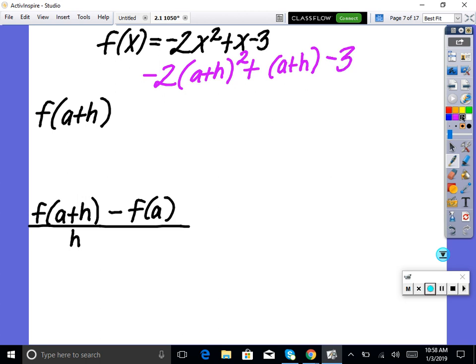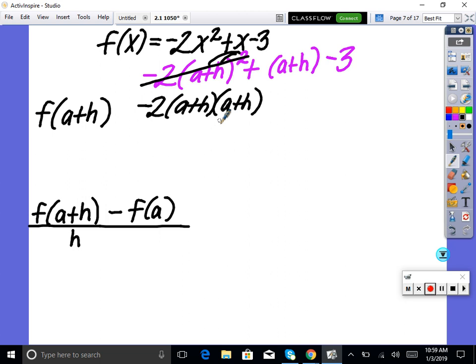And now it's asking us to simplify it. So that means put it in standard form. Now we're going to be very careful, because we're not going to break the forbidden rule and square that, because that's not how you do that. We know that's negative 2 times a plus h times a plus h. Do you agree? And then, let's just focus on simplifying this part first.